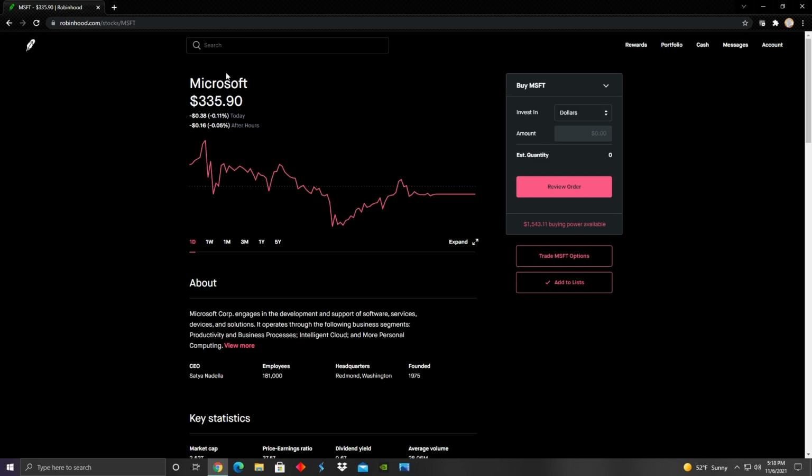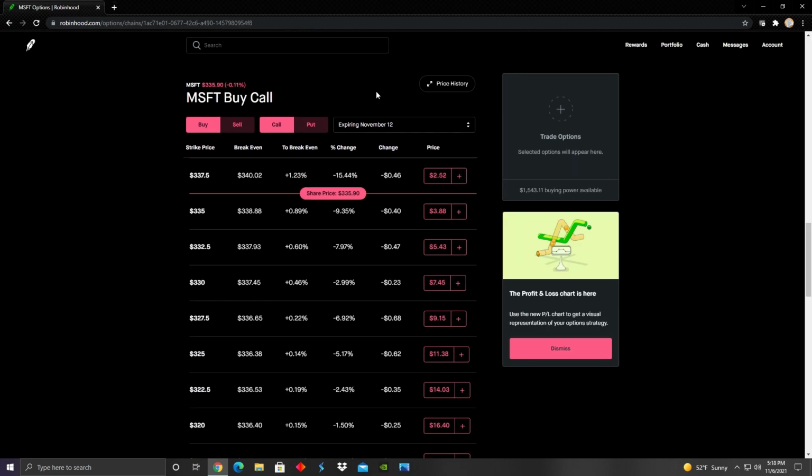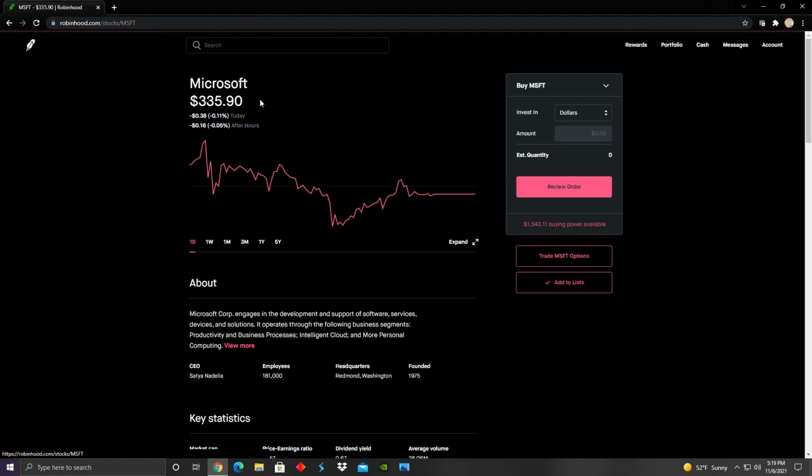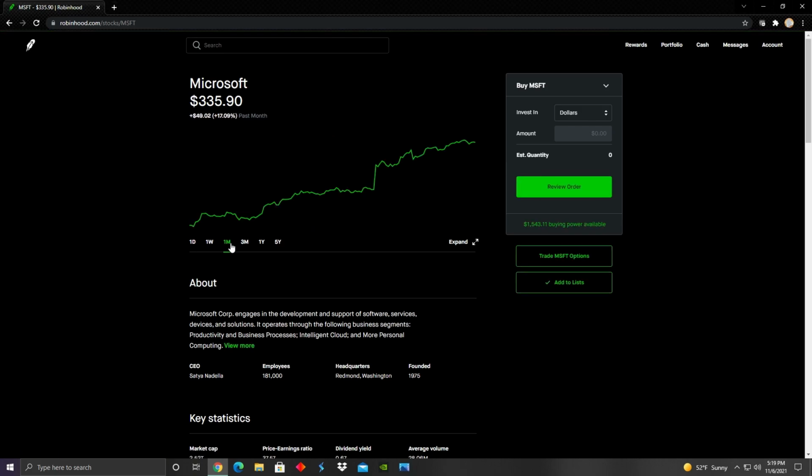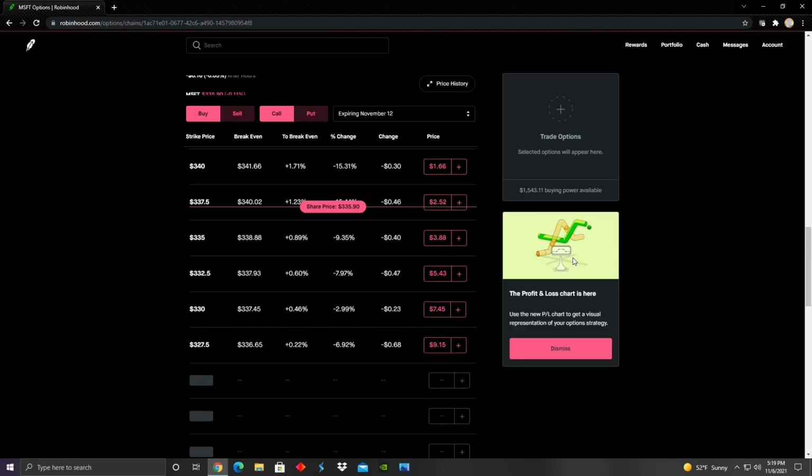For this video, I'm going to be using the stock Microsoft as an example. First thing we want to do is click on Trade Microsoft Options. Basically, a long iron condor is a call debit spread and a put debit spread combined. Just as reference here, we can see that in the last month, Microsoft has gone up about $50. So I'm going to be using that as an example for this video for reference.